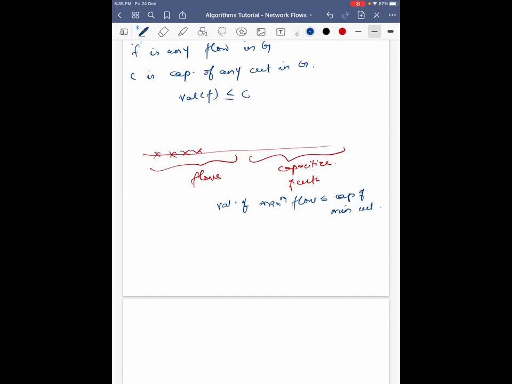Exactly. So let us suppose that F is the flow returned by Ford Fulkerson after it terminates. Not the cut, the flow. Given this flow, how can you actually recover the min cut from the graph?